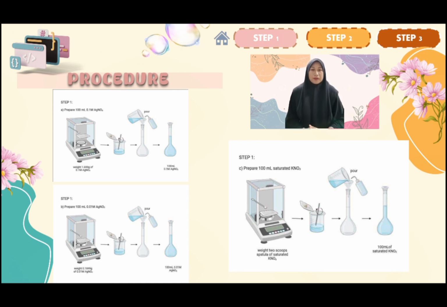For part C, pour 25 ml of 0.1 molar argentum nitrate into a boiling tube and insert a silver plate electrode into the solution. Next, pour 25 ml of 0.01 molar argentum nitrate into another boiling tube and insert a silver plate electrode into the solution. To connect the two half cells, use a U tube filled with saturated potassium nitrate as the salt bridge. Connect both silver plate electrodes to a voltmeter using wires.